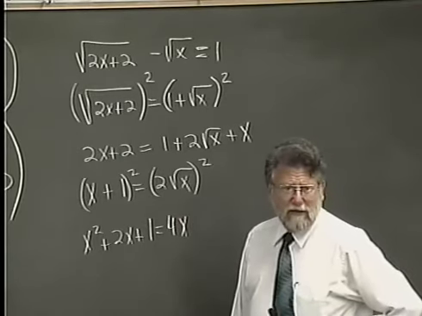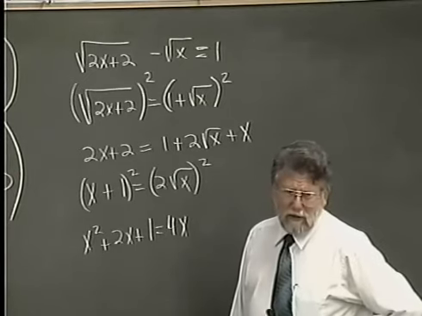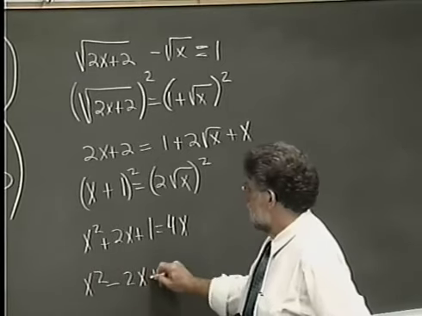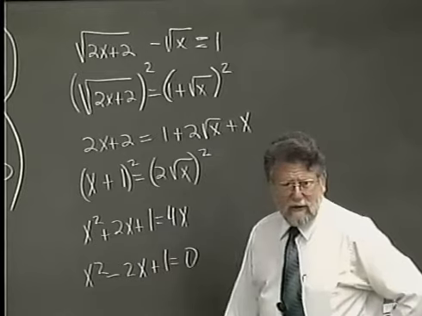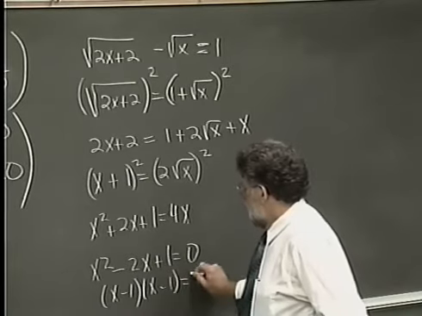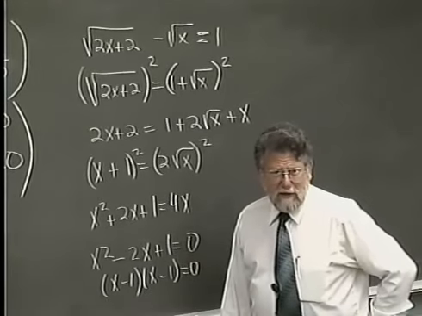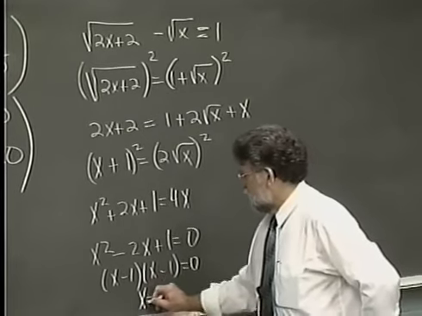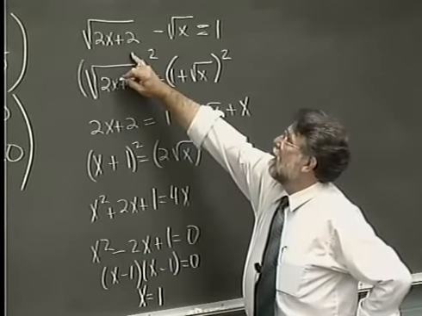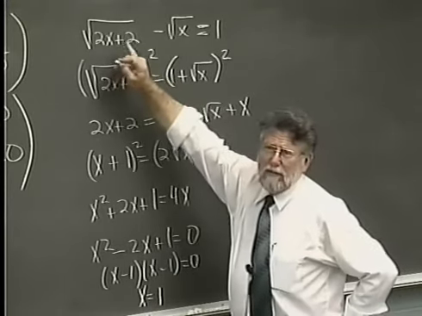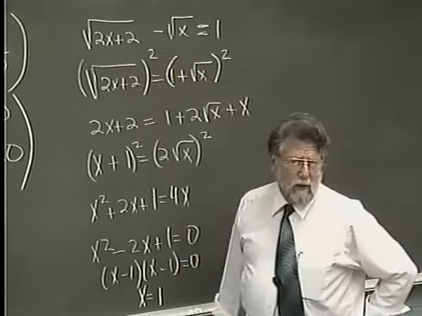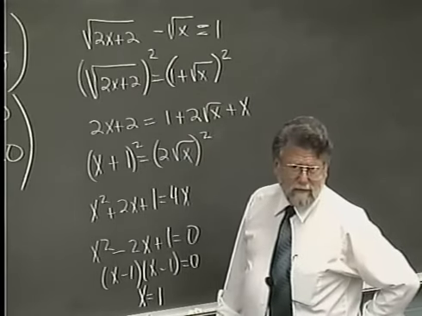Now I have a second degree equation, which is an earlier set of material. So I went ahead and set everything equal to 0. And then I factor. And then I set the factors equal to 0, and that tells me that x equals 1. Now let's go back up here and check. Okay. X equals 1. I have 2 times 1 plus 2, that's 4. Square root of 4 is 2. So 2 minus the square root of 1, which is 1, is 2 minus 1, 1. Yes, it worked. We're done.